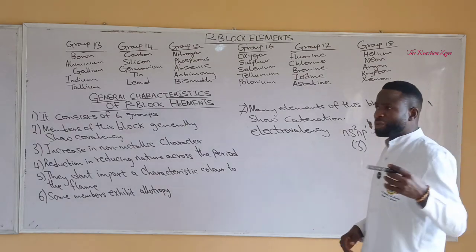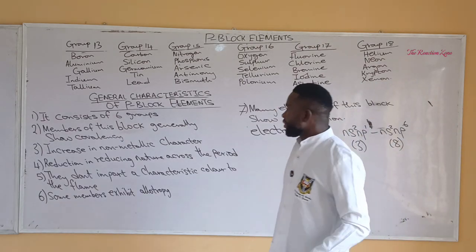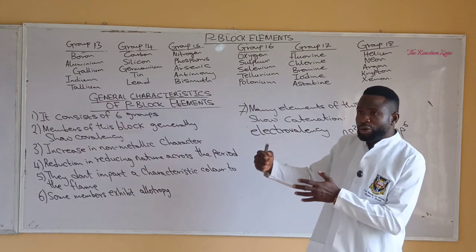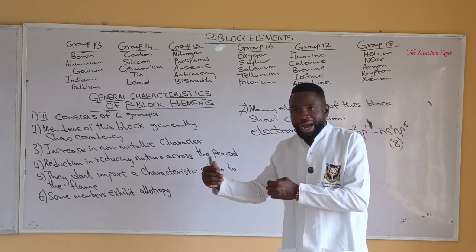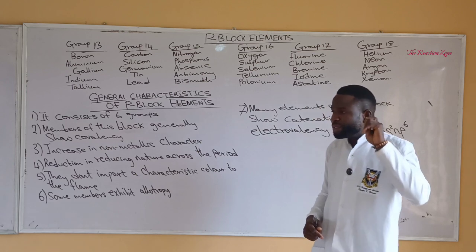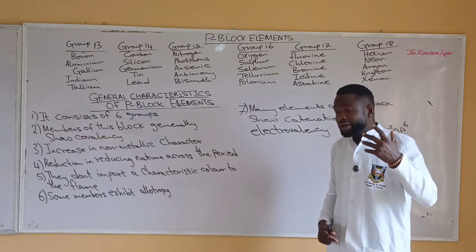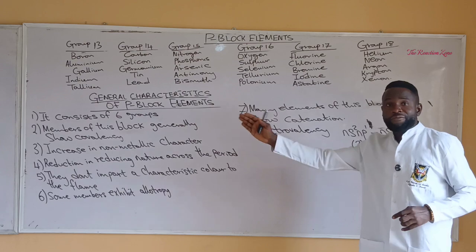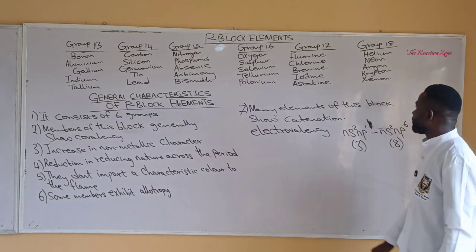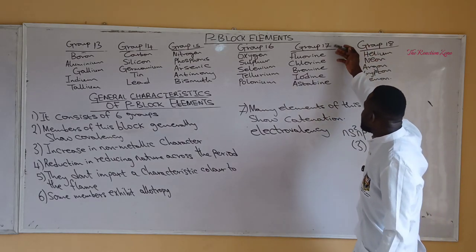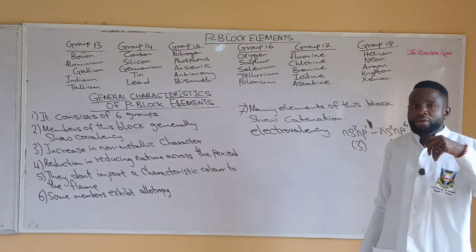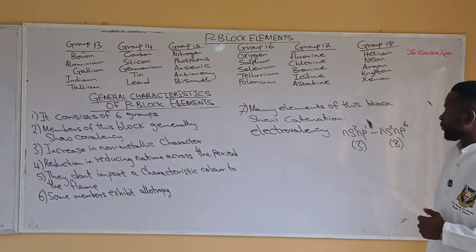Also, as you move from left to right across a period of P block elements, there is a reduction in the reducing nature. So, reducing nature of P block elements decreases as you move from left to right across a period of P block elements. But oxidizing nature of P block elements increases as you move from left to right across a period of P block elements. And this explains why elements of group 17 such as fluorine and chlorine are strong oxidizing agents.